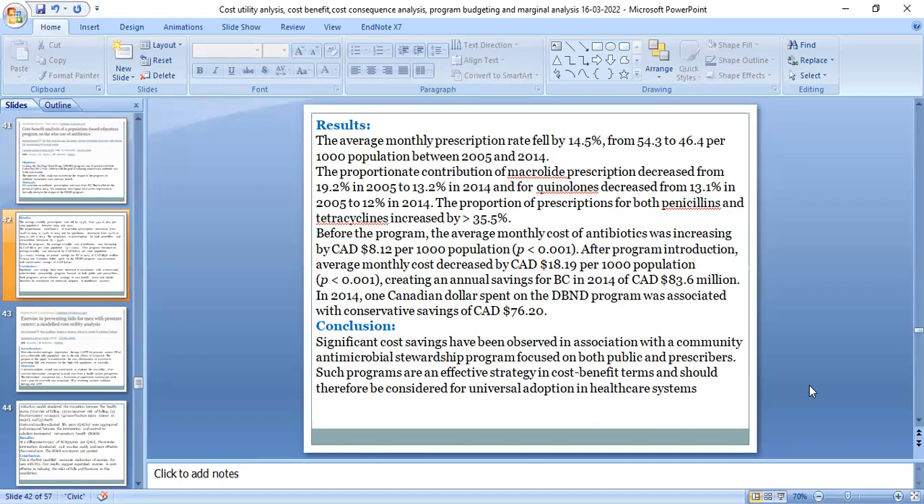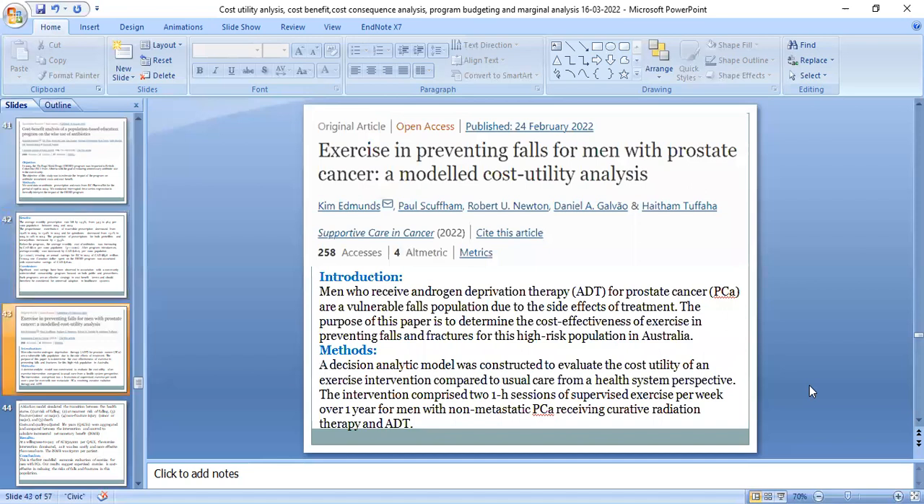$76.20. The conclusion of this study is, significant cost savings have been observed in association with the community antimicrobial stewardship program focused on both public and prescribers. Such programs are an effective strategy in cost benefit terms and should therefore be considered for universal adoption in healthcare systems. This is another article that was published in 2022.